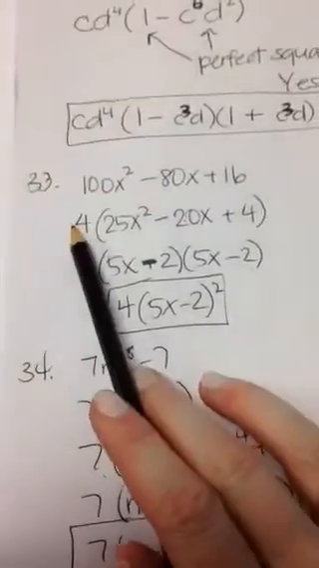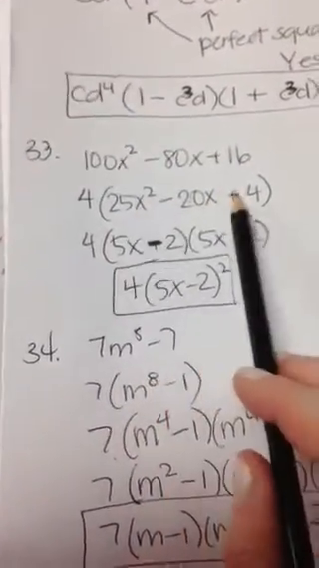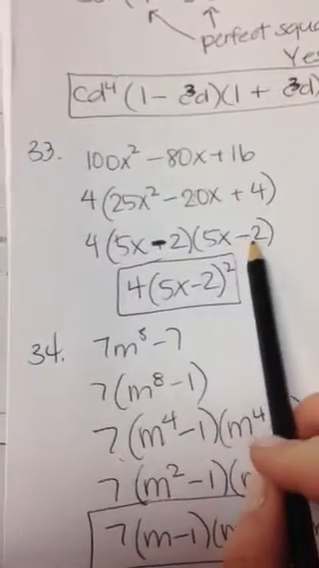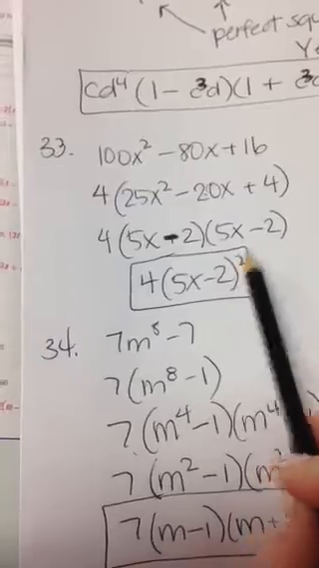Number 33, GCF, took that out. Then we have a perfect square trinomial, and it breaks down to this. But this repeats twice, so I take it back to here and put it to an exponent of 2.